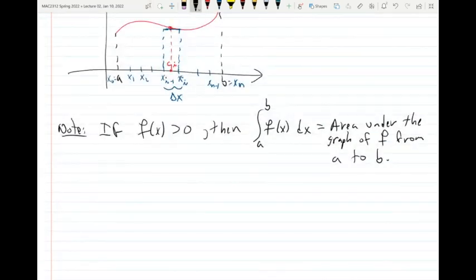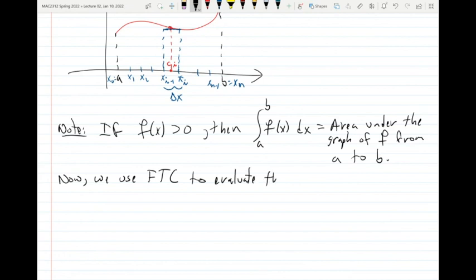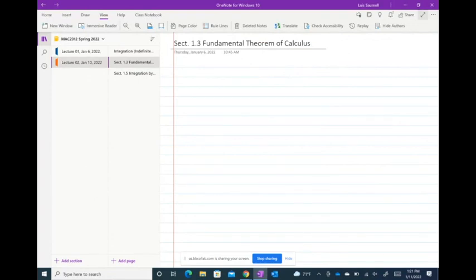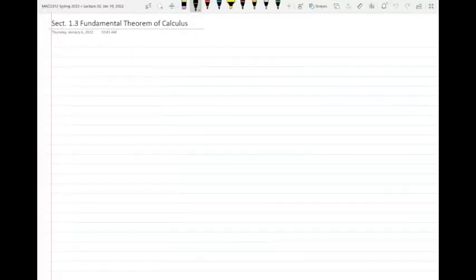All right, so now we use the fundamental theorem of calculus to evaluate these integrals. Okay, so let me remind you of that. So as the next section, which is the fundamental theorem of calculus, and basically it has two parts. Okay, so let me write down the statement.